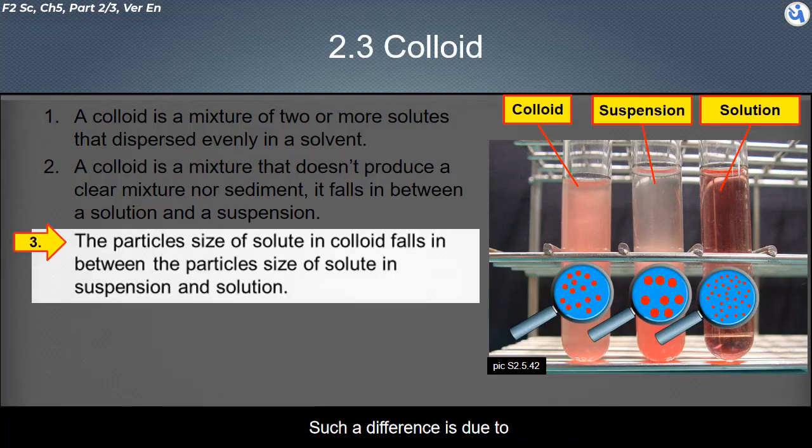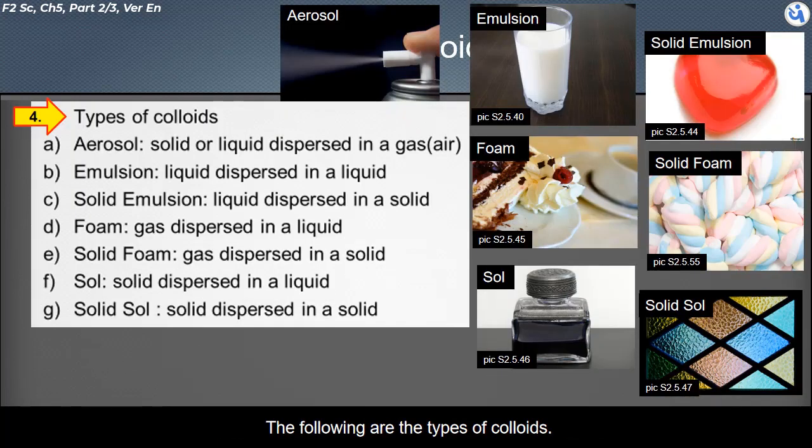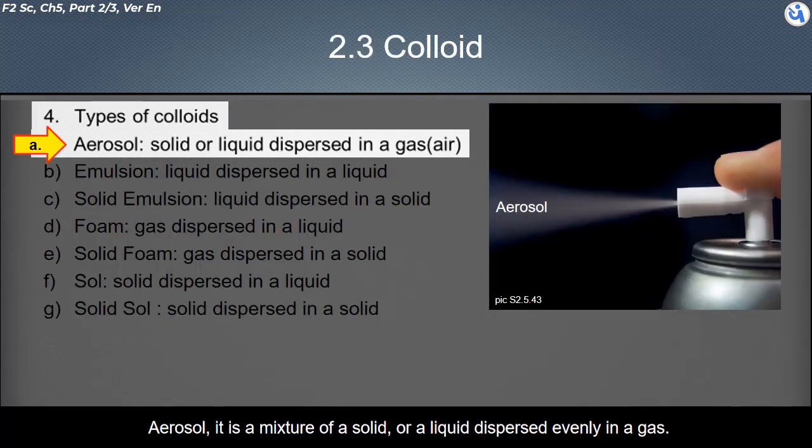Such a difference is due to the particle's size of solute in colloid falls in between the particle's size of solute in suspension and solution. The following are the types of colloids. Aerosol, it is a mixture of a solid or a liquid dispersed evenly in a gas.